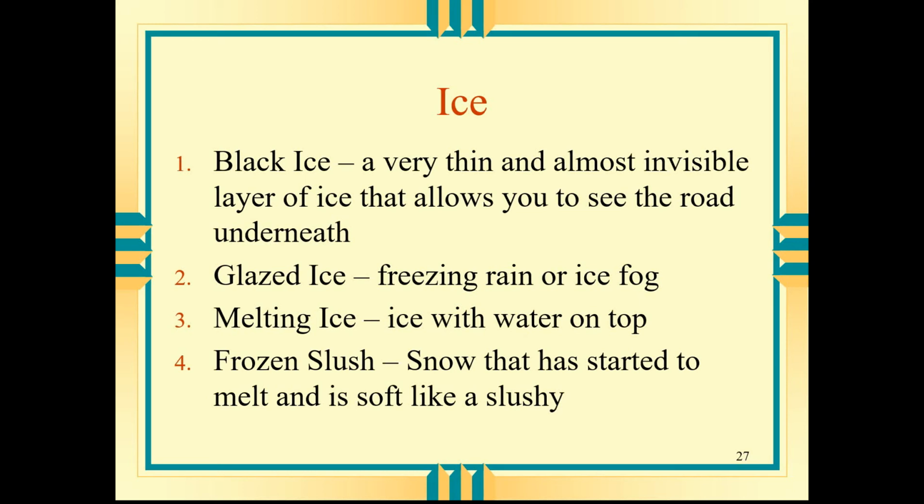Melting ice, a layer of ice with water on top. Wet ice actually is much more slippery than ice that is not wet. And lastly, frozen slush, snow that has started to melt and gotten very soft and then refrozen. This would be like a slushy, to give you a common analogy. The result is obviously an uneven driving surface.